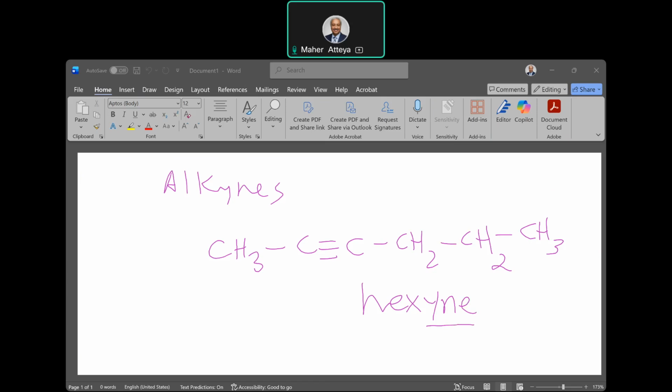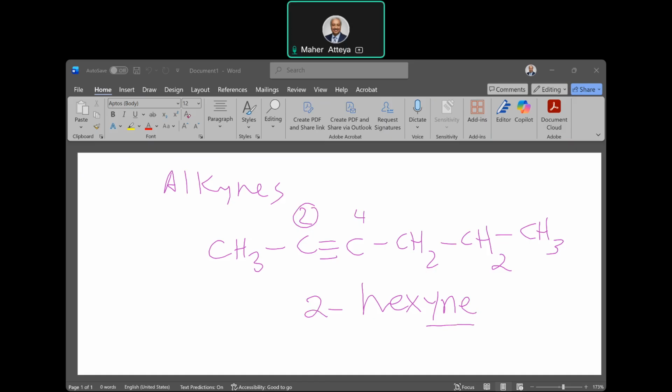Where is the triple bond? The triple bond can be counted from left to right, and it will be number 2. Or from right to left, 1, 2, 3, it will be 4. So the 2 will win. That's the least one. So it will be 2-hexyne.